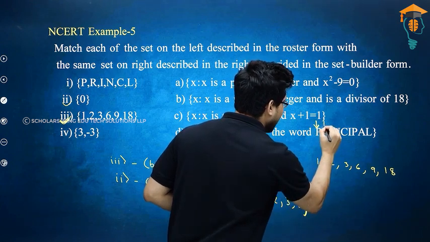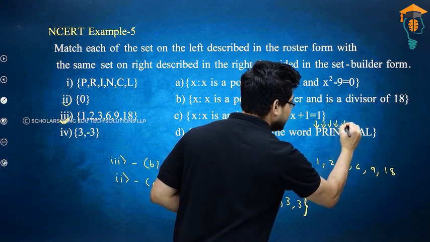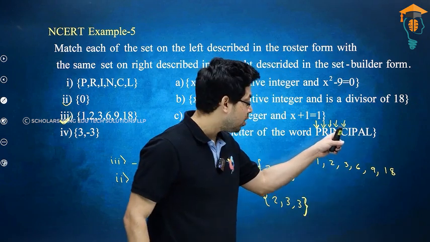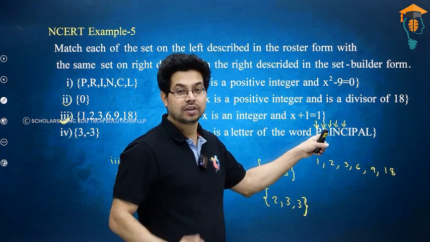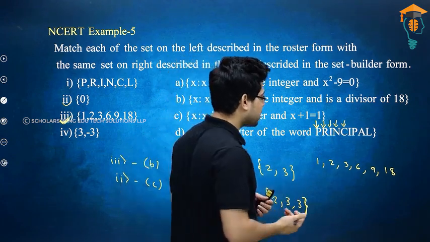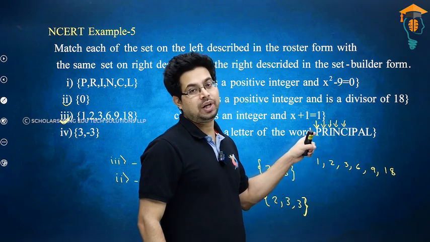P, we have R, we have I, we have N, we have C, we have I. Here we have I, but we have already taken care of I over here, right? That means we are not going to repeat it to avoid confusion. Again, we have P, right? But P has been taken care of over here.